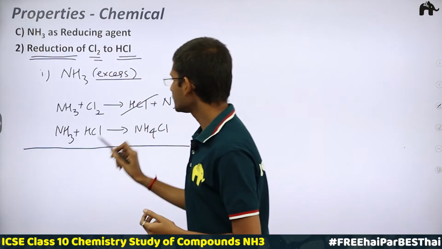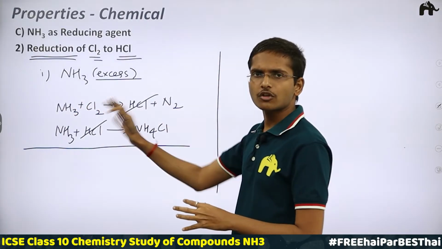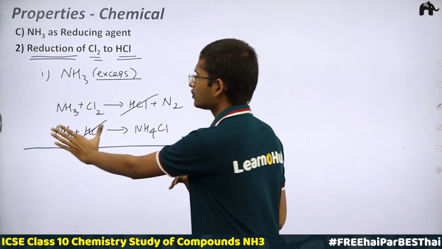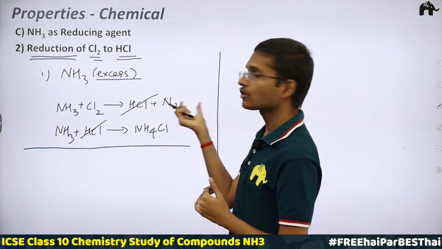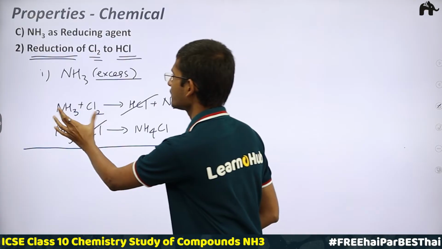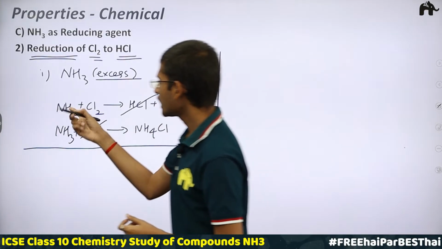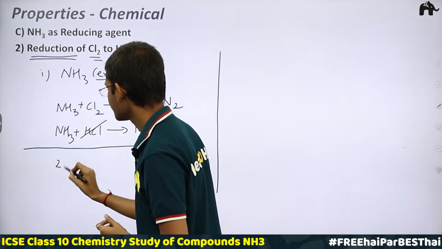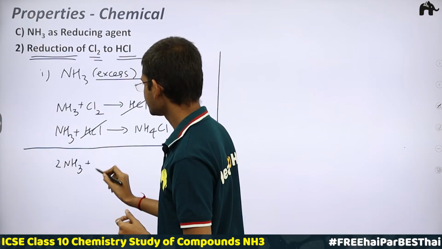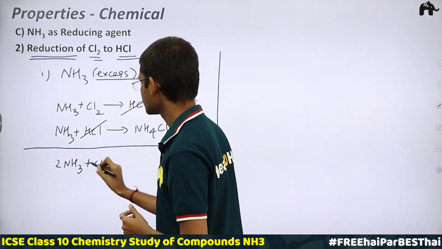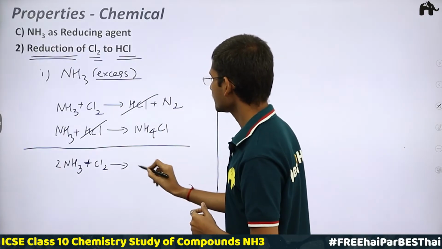So let me just cancel out the reactants and the products which are on opposite sides of the reaction. Here in this reaction HCl was on the reactant side, in this reaction HCl is on the product side, so I have cancelled it. Nothing else is matching: ammonia, chlorine, NH4Cl, N2. So see ammonia, there are two ammonia, then there is chlorine, and then arrow, N2 plus NH4Cl.